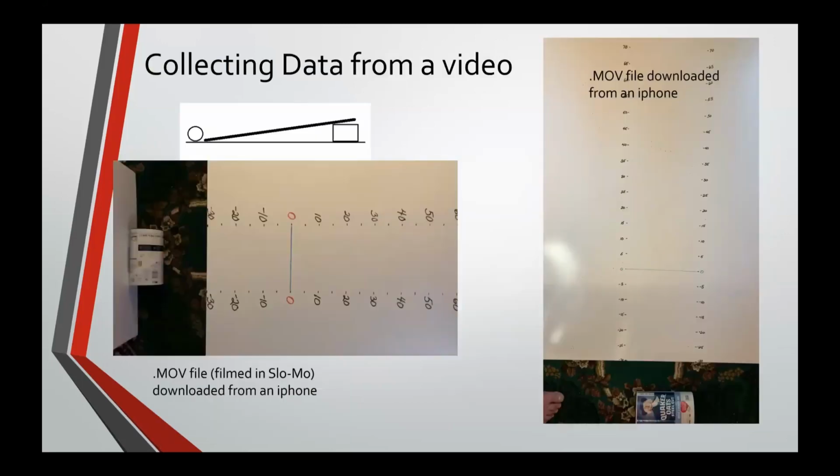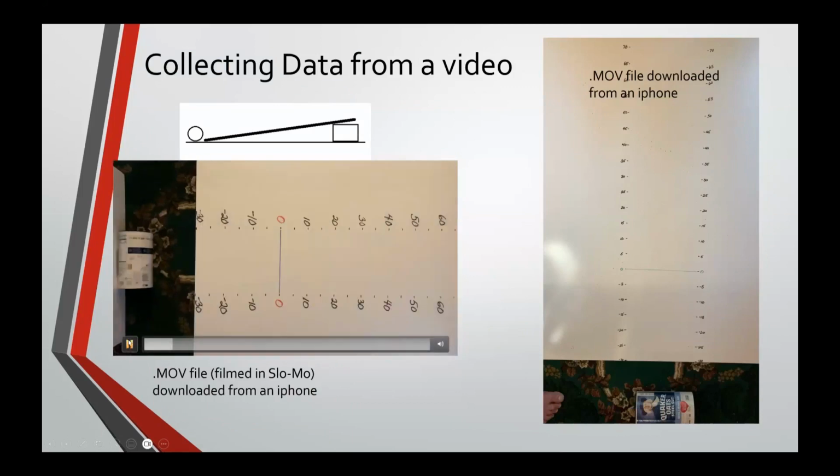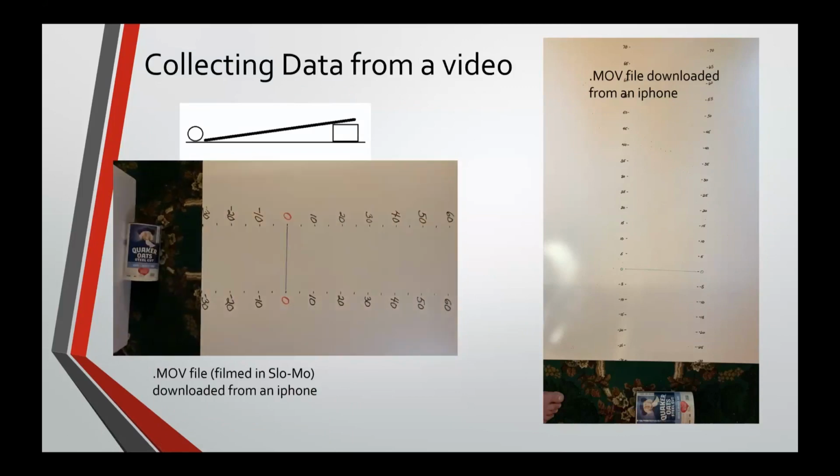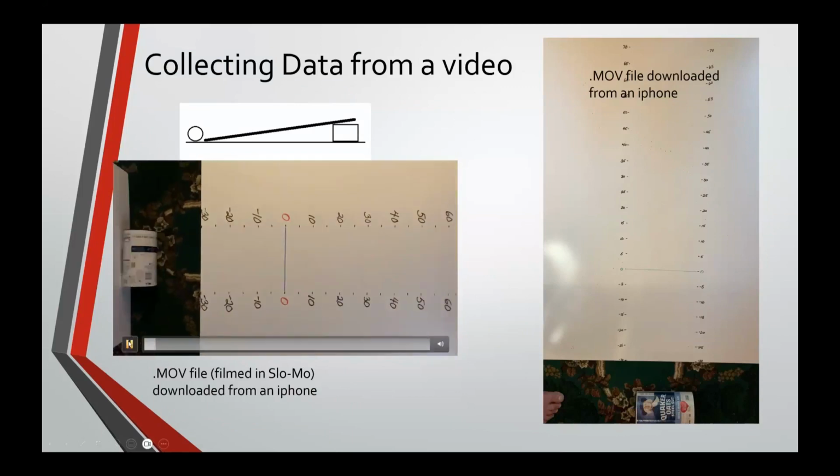And the other difference between the video on the left and the video on the right is that the video on the left is slow-mo, because if you play it, you can see it blinking. So it is slow-mo, even though it doesn't look very slow-mo.